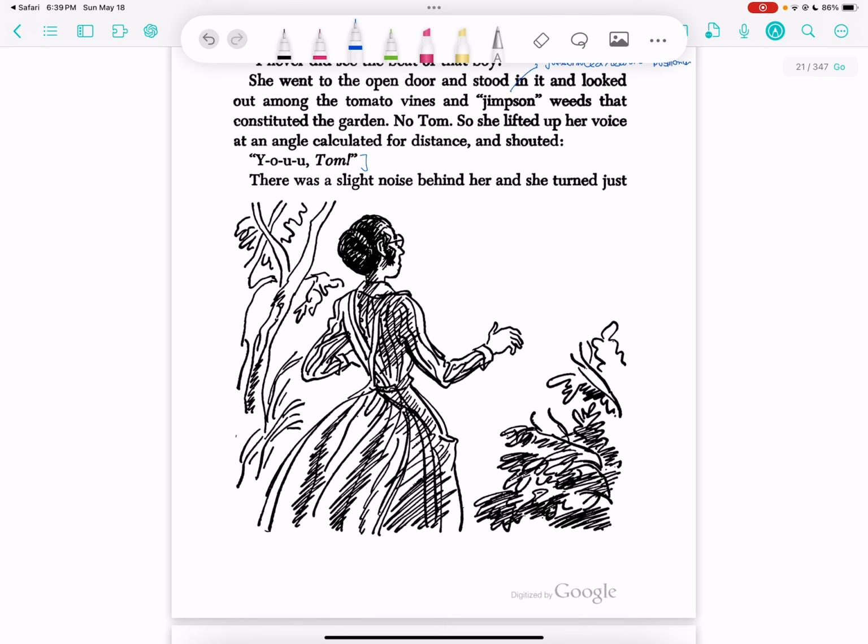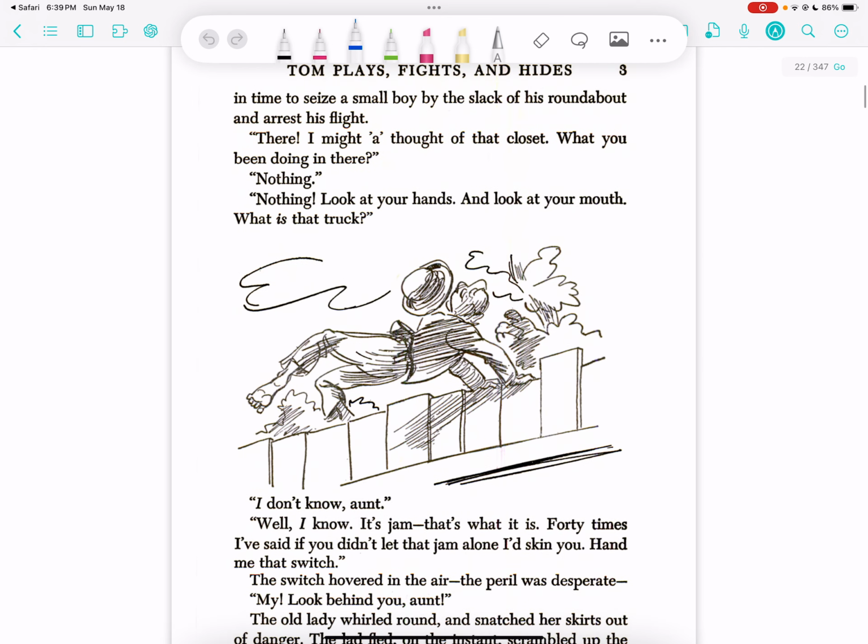There was a slight noise behind her, and she turned just in time to see the small boy by the slack of his roundabout and arrest his flight. "There! I might have thought of that closet. What have you been doing in there?" "Nothing." "Nothing? Look at your hands and look at your mouth. What is that truck?" Okay, so she finally caught the boy.